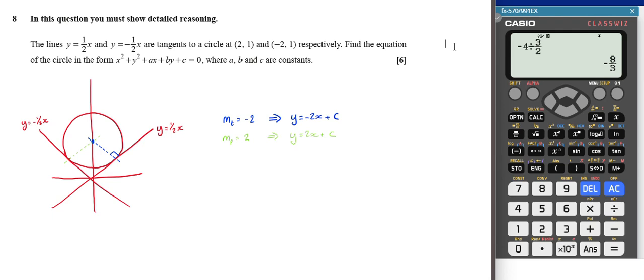So why don't I take that blue equation and put it in the equation of the circle? So the equation of the circle is, so far, we know x squared plus y minus c, because we know the y coordinate of the centre is at the centre of the circle, which is the y-intercept of the straight line.